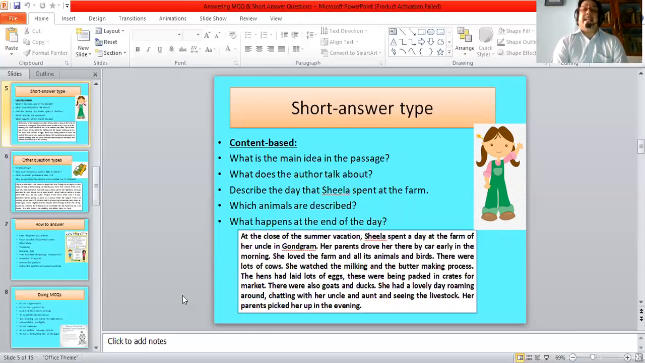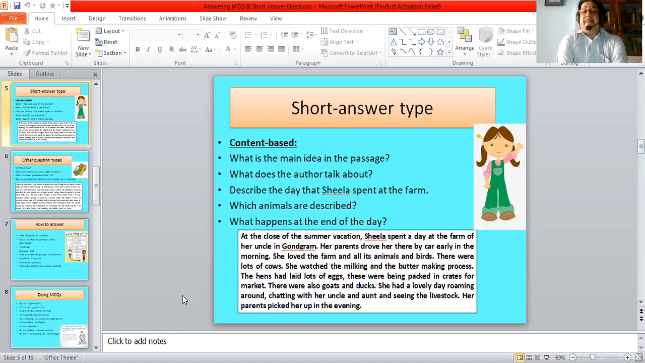The main idea in the passage, to answer the first question, is obviously the narration of a single day at the close of the summer vacation when Sheila spent a day at the farm of her uncle and aunt, or she spent a happy day at the farm. What does the author talk about? The author talks about a happy day spent at the farm by Sheila at the close of the summer vacation.